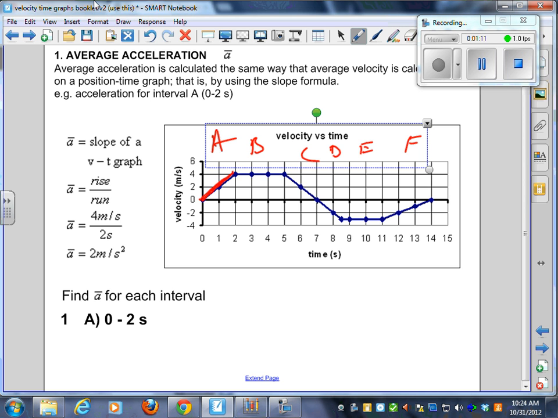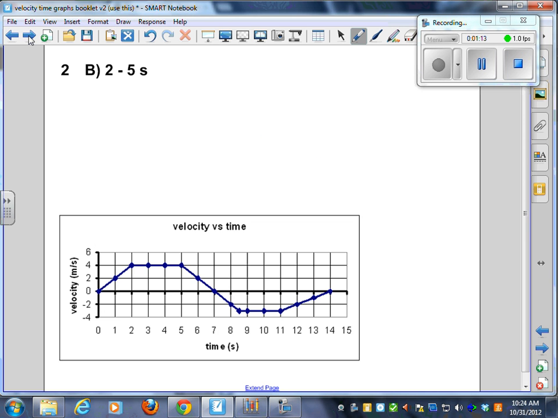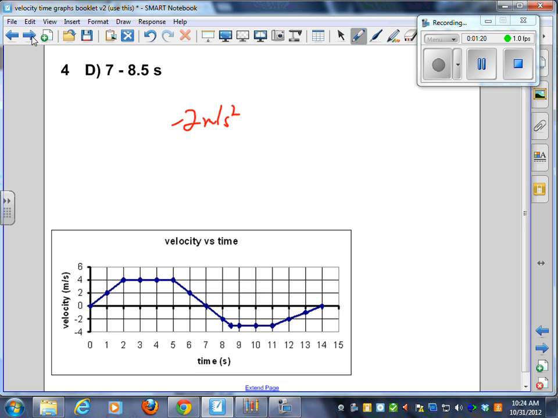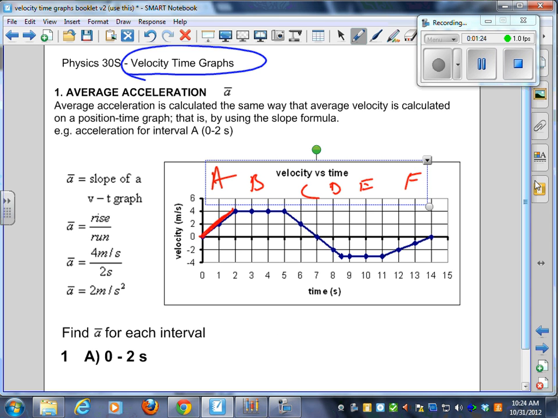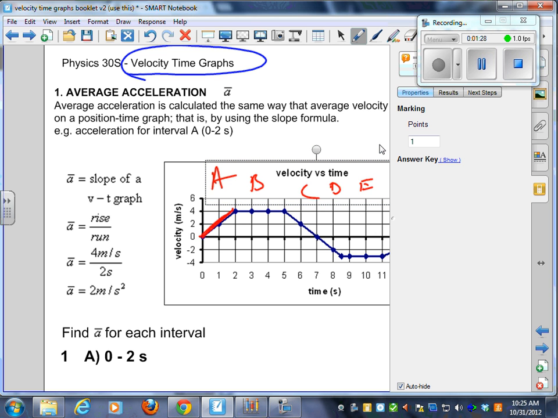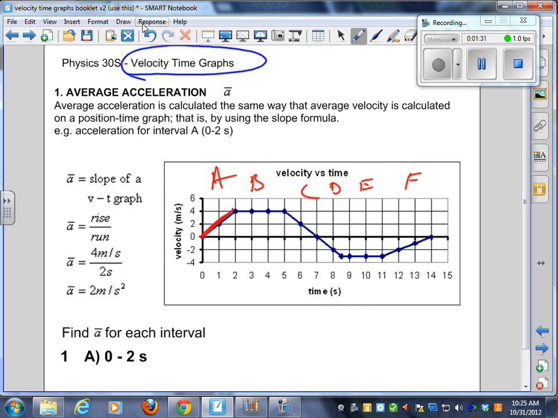Okay. I would like you to now tell me what the average acceleration is for intervals B, C, D, E, and F. Oh, and I'm giving away answers. I better not do that. So you may begin. I just have to set this up here. No, I don't want to see the answer key.